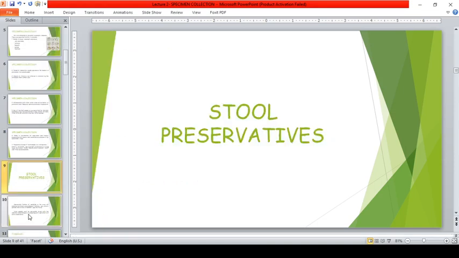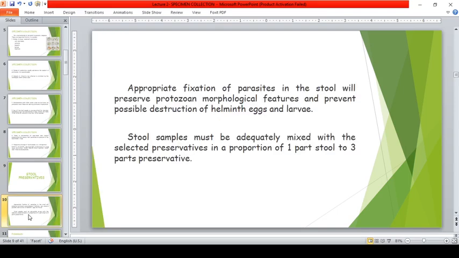Okay, so we introduce the different stool preservatives. Appropriate fixation of parasites in the stool will preserve protozoan morphological features and prevent possible destruction of helminth eggs and larvae. Stool samples must be adequately mixed with the selected preservatives in a proportion of 1 part of stool to 3 parts of preservative. So 1 is to 10. So there are several stool preservatives, but only the more common ones will be discussed, okay?